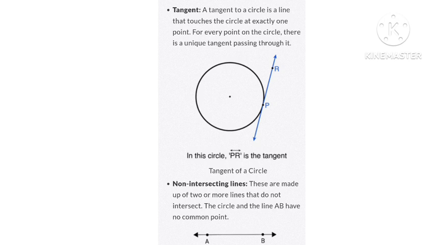So you can see here this is the tangent. In the circle, PR is the tangent of the circle. This is a tangent, this is a tangent, this is a tangent. And what is a non-tangent? A non-intersecting line. The next is the non-intersecting line, meaning a line not touching the circle and outside the circle is a non-intersecting line.